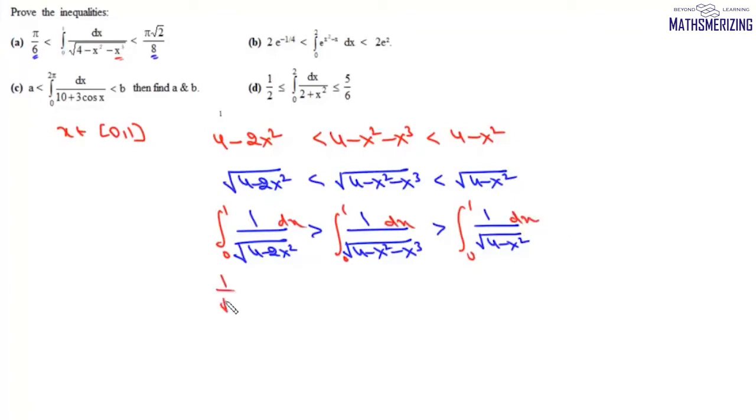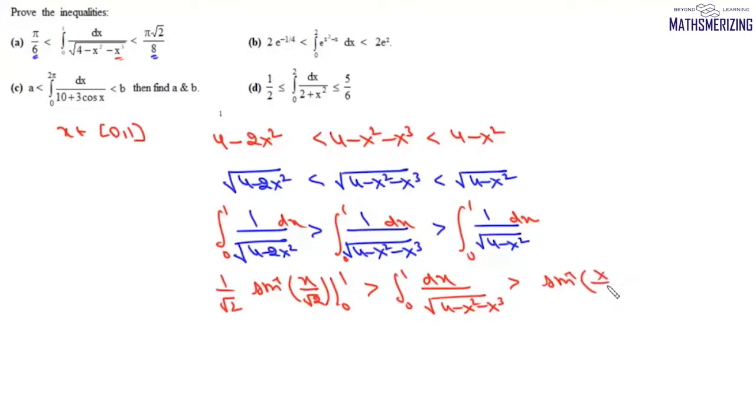Now this is 1 upon root 2 sine inverse x upon root 2 between 0 to 1, and this is the integral that we need to approximate, dx upon under root of 4 minus x square minus x cube, and it will be greater than sine inverse x by 2 between 0 and 1. Now this is 1 upon root 2 and then sine inverse 1 by root 2. This is the integral that we need to approximate, and then it will be sine inverse 1 by 2.